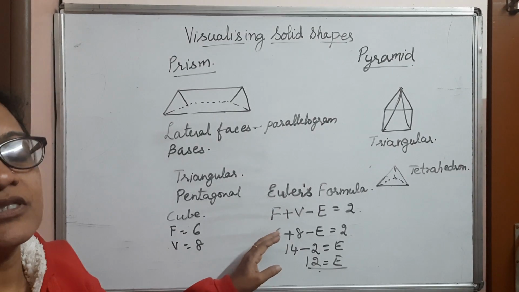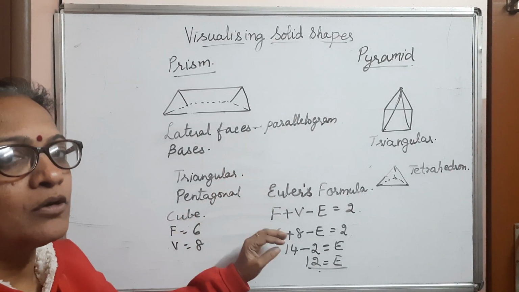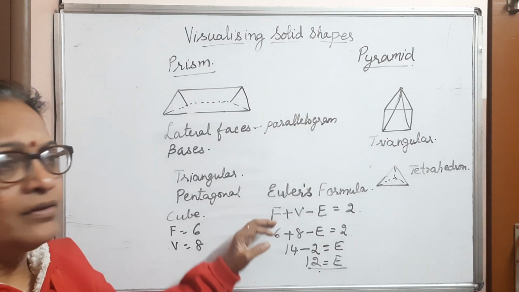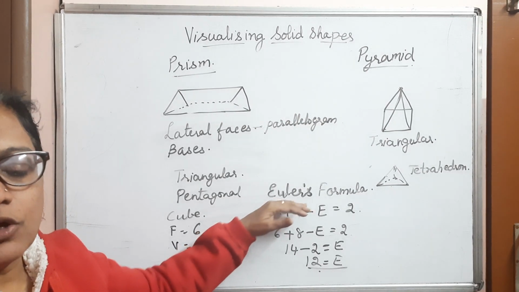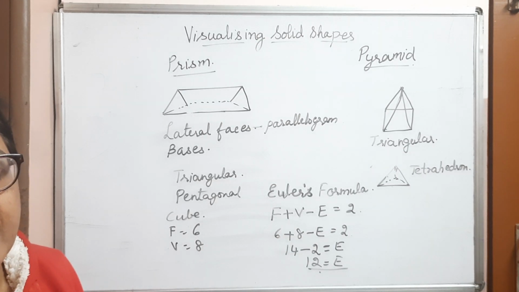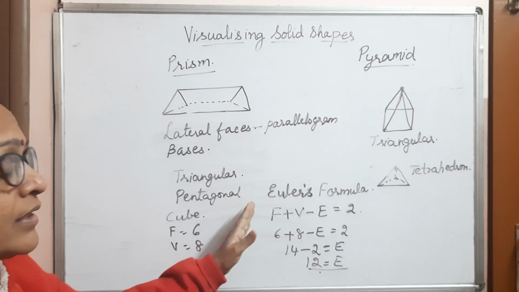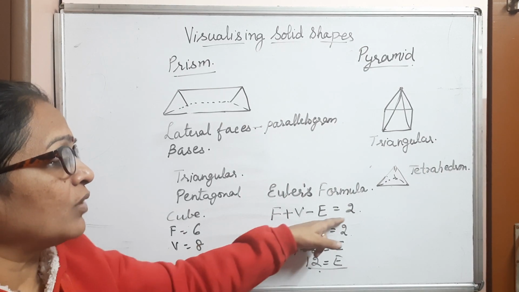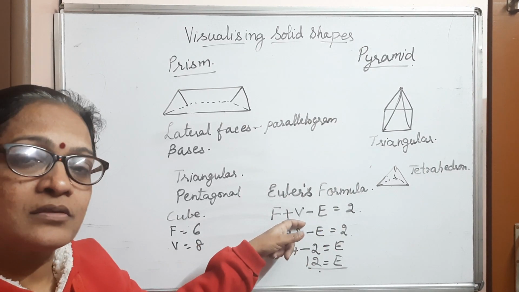So this is how we can find out, or we can verify, whether the number of faces, edges and vertices that we are specifying for a particular polyhedron is correct or not. And this can be done by using Euler's formula, which says how we can calculate the faces, edges and vertices by using the formula F plus V minus E is equal to 2.